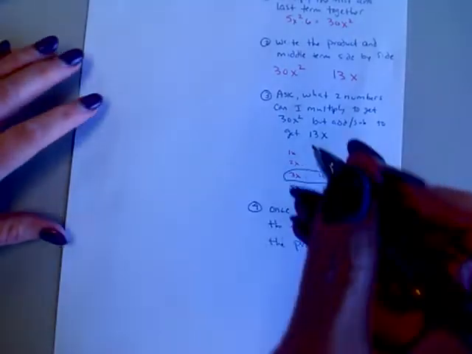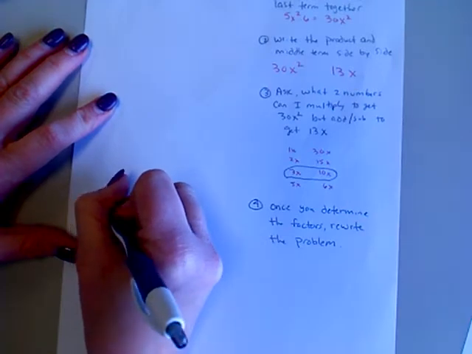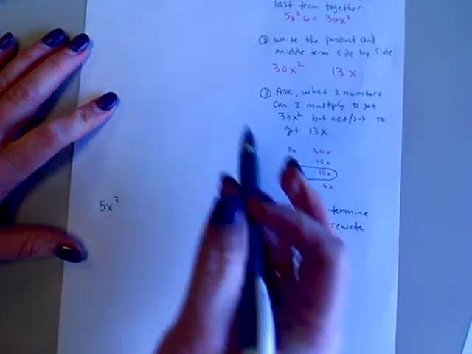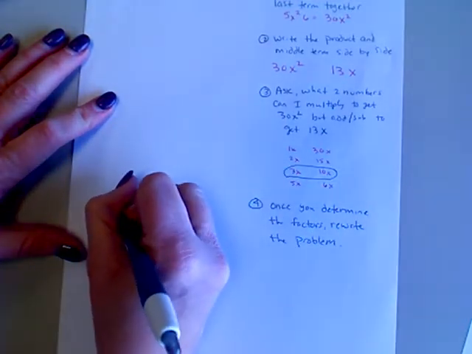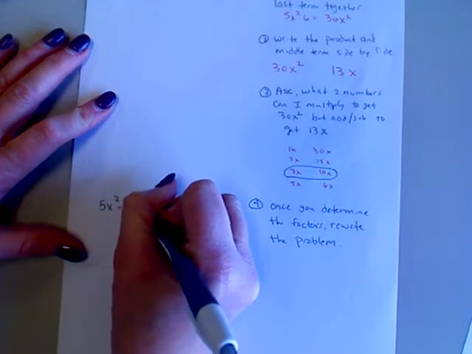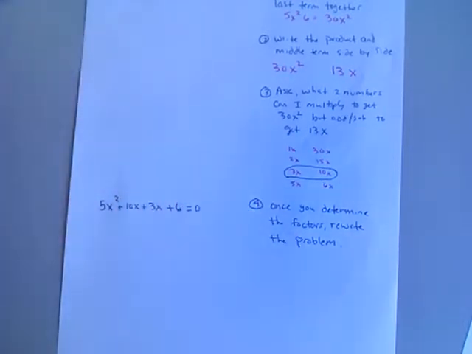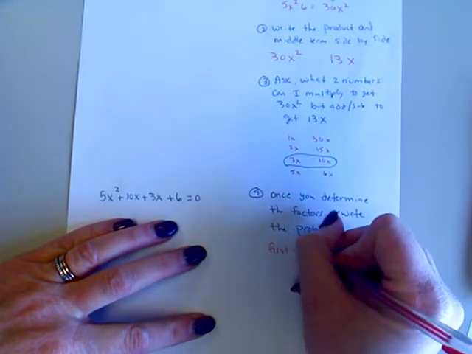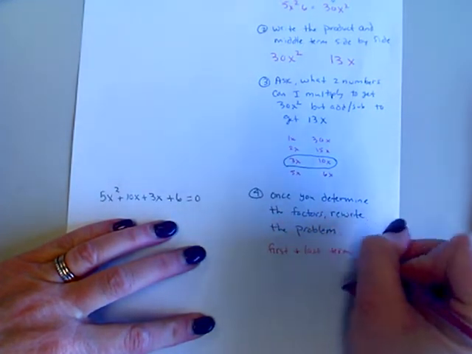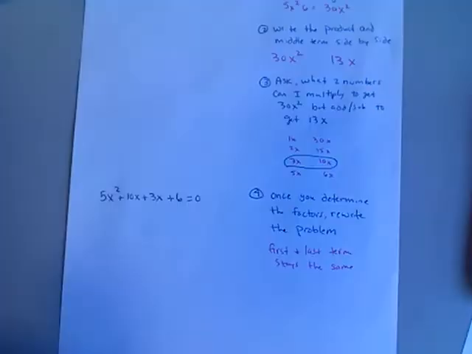Okay, and this is what it's going to look like. I'm going to actually write it here. It's going to be 5x squared. I'm taking this 13x out, and I'm putting those factors in its place. Plus 10x plus 3x plus 6 equals 0. Okay. I'll make a little note. First and last term stays the same. All you're doing is replacing that middle term with the factors.